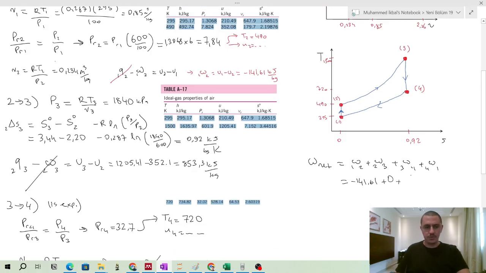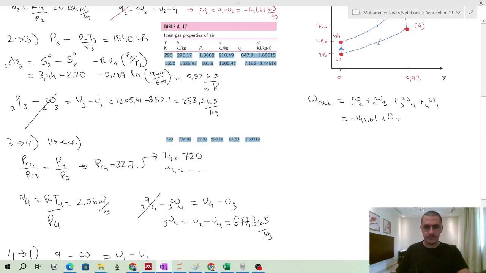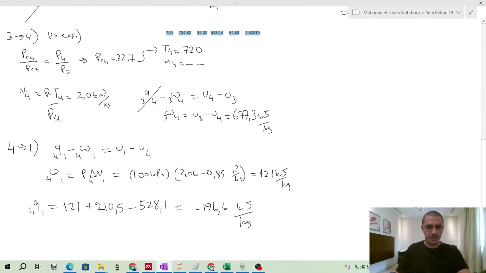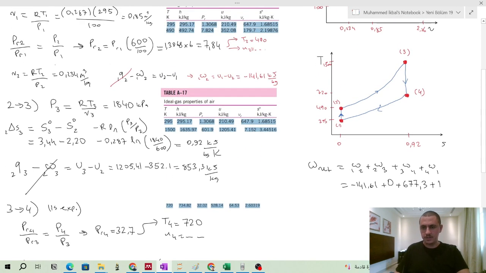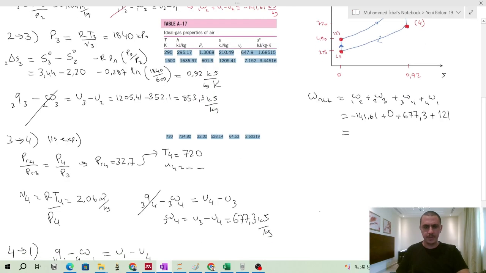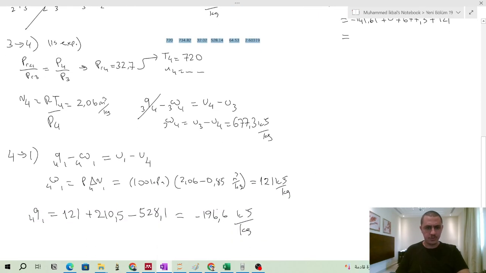From 3 to 4, I have work output here, okay, because the system is doing the work, then plus also I have another amount of work which is 4 to 1. This is also the system's work. System is doing that work, so you can calculate the... Let me be sure about the signs here. P delta V, right?